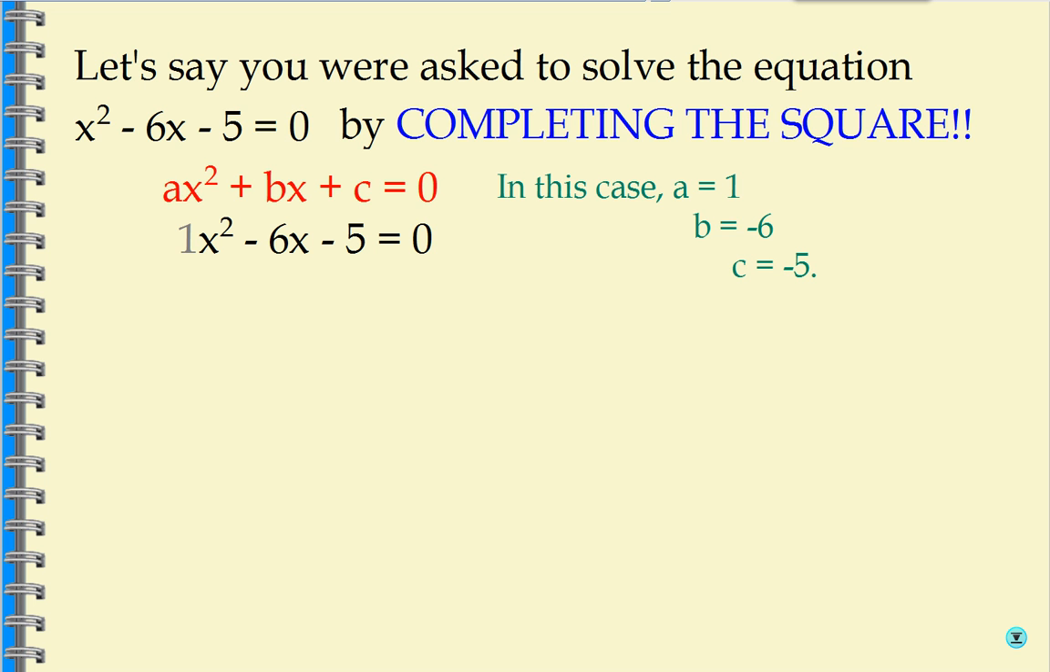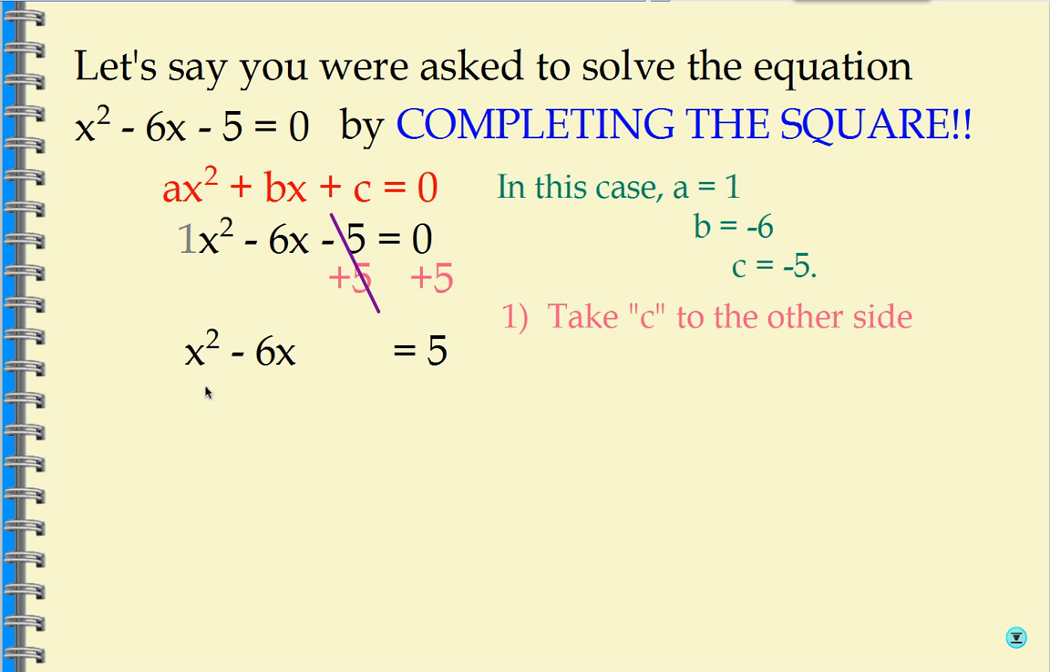Then I need to be able to identify which number is a, which number is b, and which number is c, especially because my instructions are going to be in terms of a's, b's, and c's. In this case, a is 1 even though you can't see it. b is negative 6 and c is negative 5. First thing we're going to do is take c to the other side. I know that sounds a little funny, but trust me, this is going to work. I'm going to do that by adding 5 to both sides so that I only have my x terms on the left and now my constants on the right.